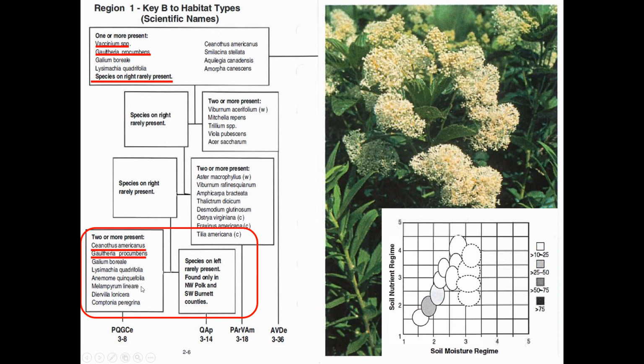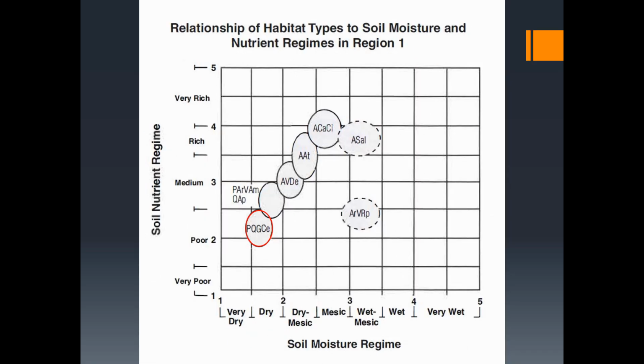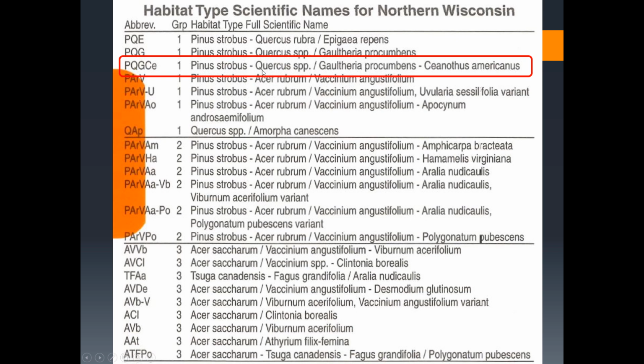So that leads us to a final classification of PQG-CE. So we can flip to the EDA Topic Grid and see where that falls compared to other habitat types in this area. So we see it's the driest, poorest of the habitat types in Region 1. And if we want to see what that stands for, we can look it up and we see that the dominant tree species are Pinus strobus and Quercus or oaks, and the dominant understory species are Gaultheria procumbens, wintergreen, or Ceanothus americanus.